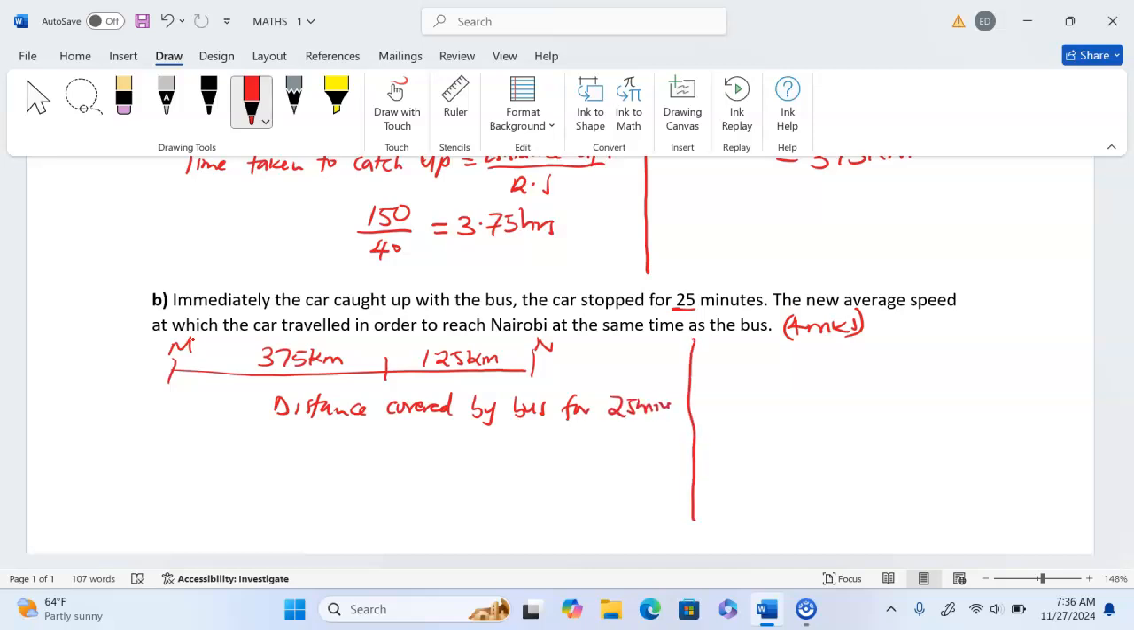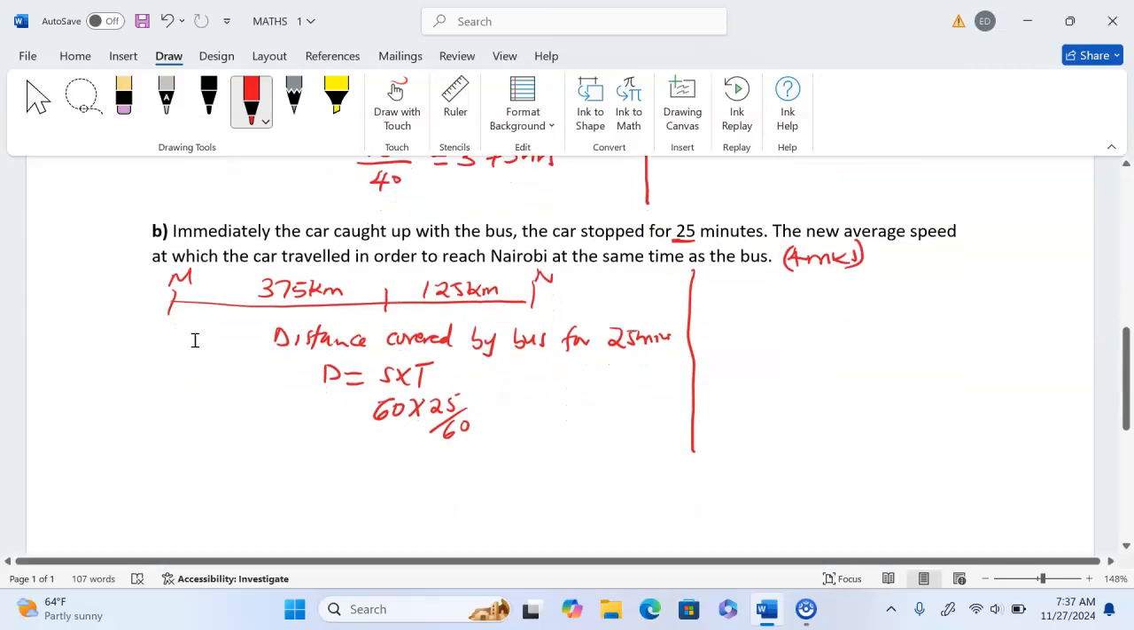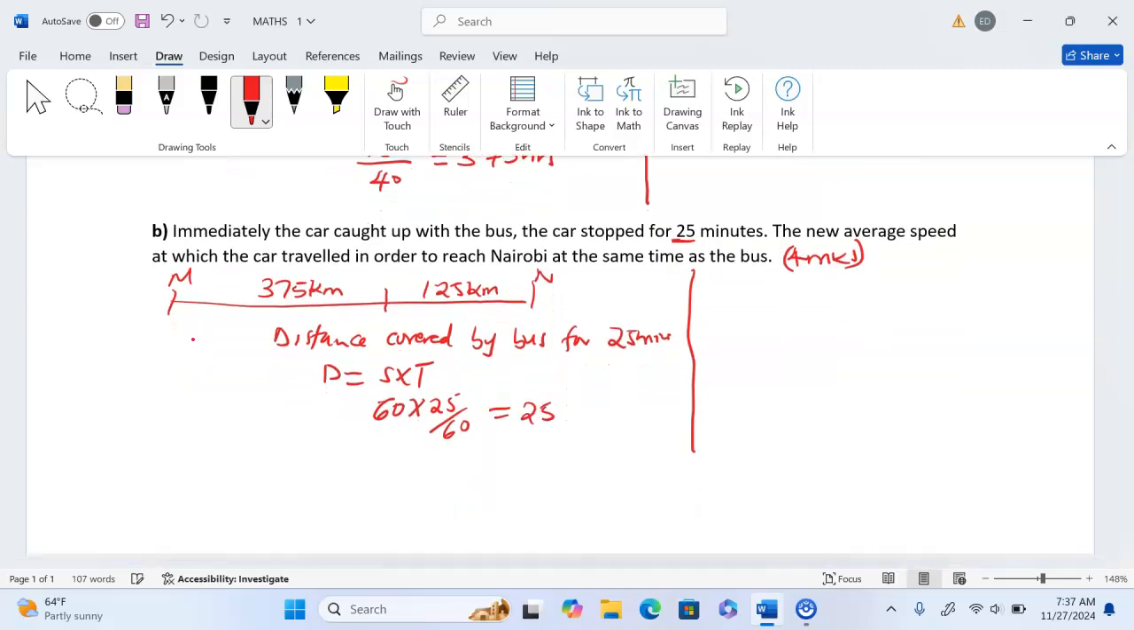How do we find the distance? Distance is usually given by speed times time. Speed of the bus is 60 kilometers per hour. We multiply by time, which is 25 minutes. Converted into hours, it becomes 25 out of 60. And this one gives us 25 kilometers. That means the bus has already covered 25 kilometers, meaning the distance to be covered by the bus after 25 minutes will be 100 kilometers.